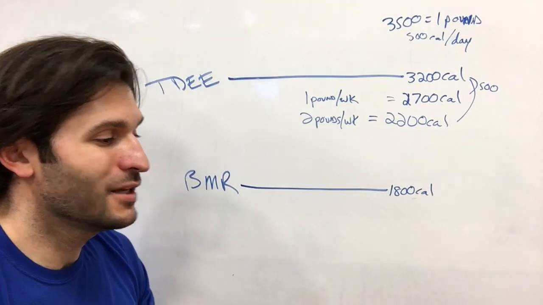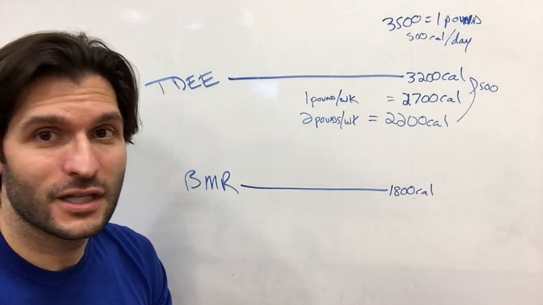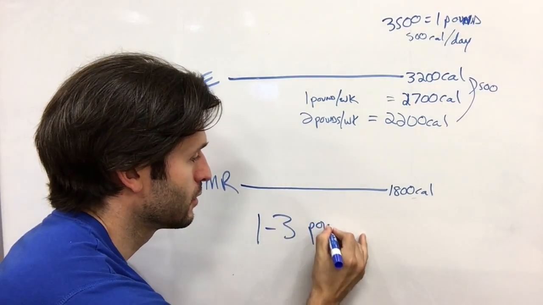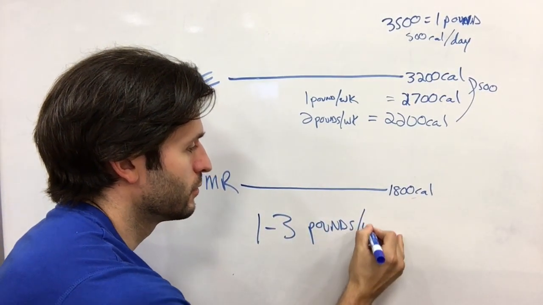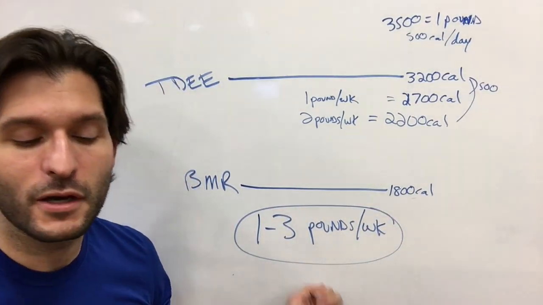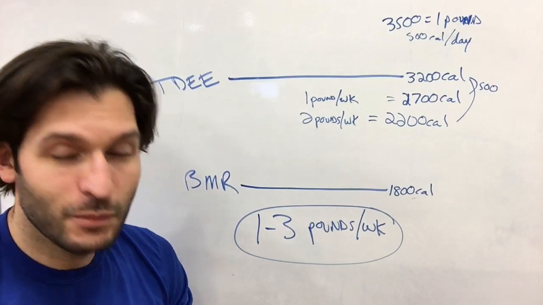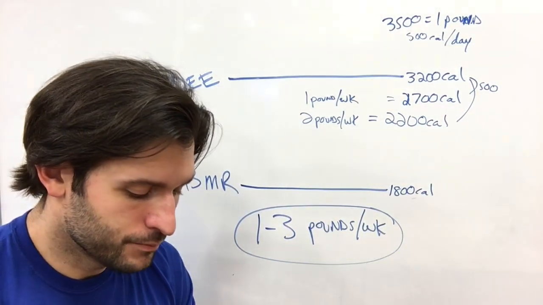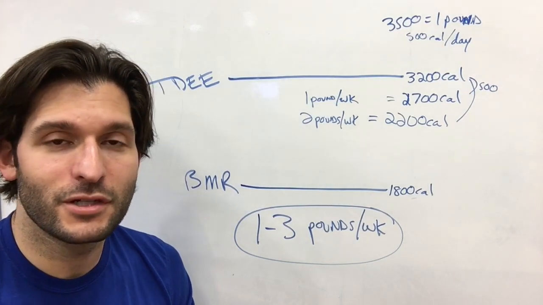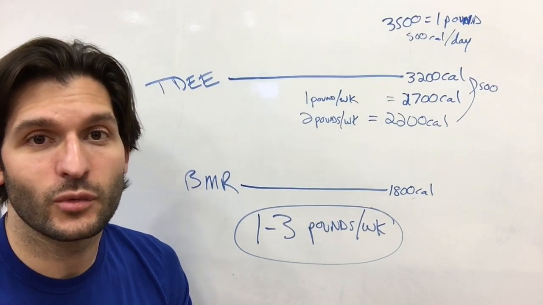Just to keep this in mind, healthy fat loss is anything from 1 to 3 pounds a week. That's the average. That's healthy fat loss right here, 1 to 3 pounds a week. So if someone says, hey, I'm losing 5 pounds a week, that's probably not sustainable. They might be losing that much in the beginning. Eventually it will slow down, it will plateau.